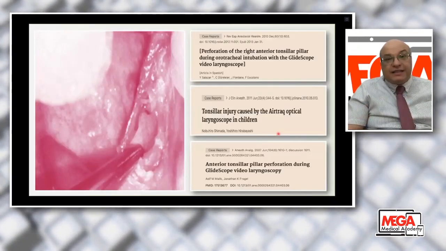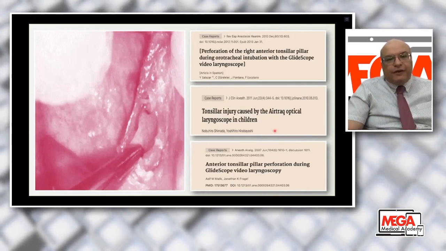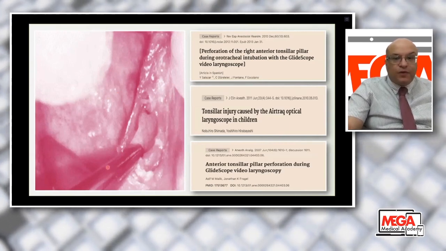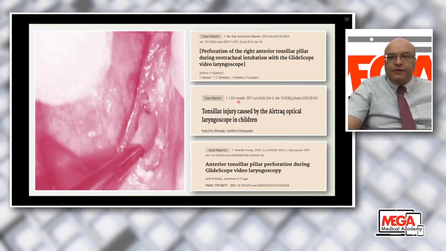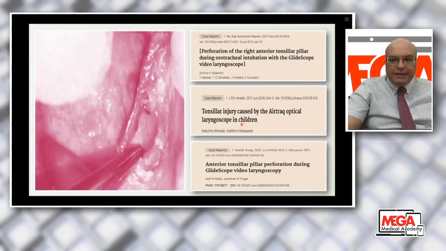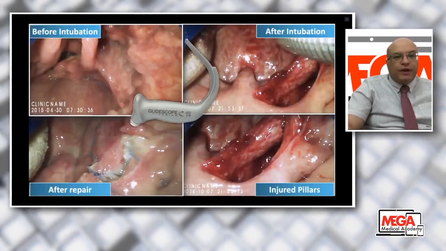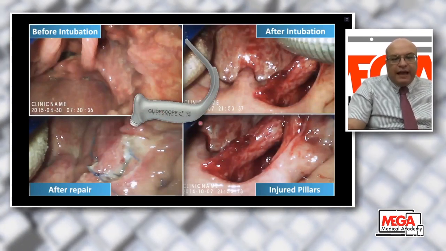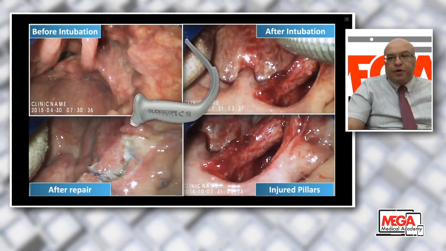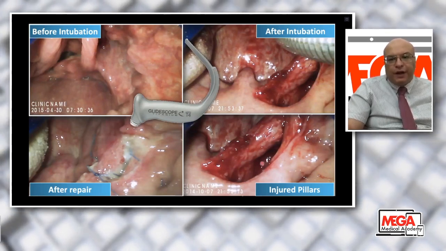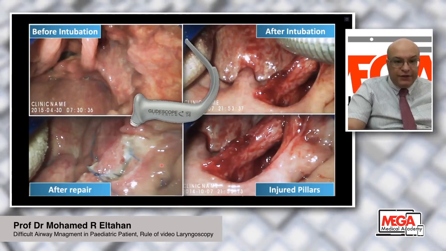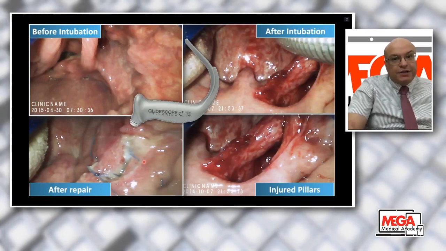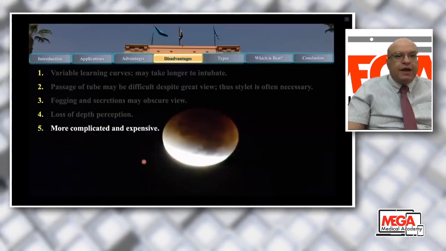Here are some examples of pillar infiltration. You can see here is the hypopharynx. Here is the anterolobar, it's perforated by the tube. This occurred secondary to using different video laryngoscopes, glidescope, air track. And also in our theater, we have one reported case, as you can see here. We used the titanium glidescope blade, and there was a perforation of the anterolobar during insertion of an armored reinforced tube, which required repair and caused a change in the patient's voice after surgery. So it is a hard lesson to be learned.